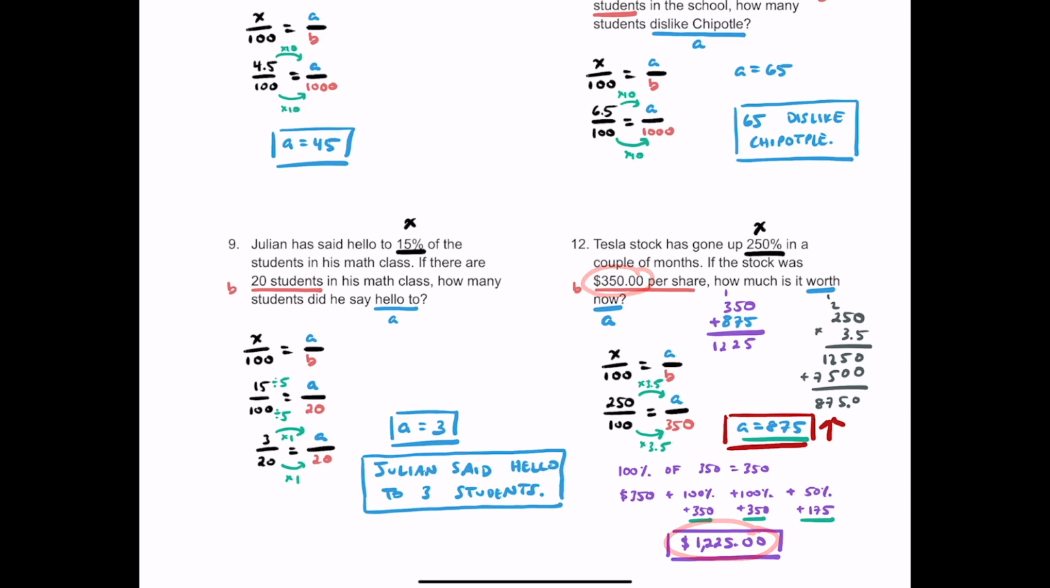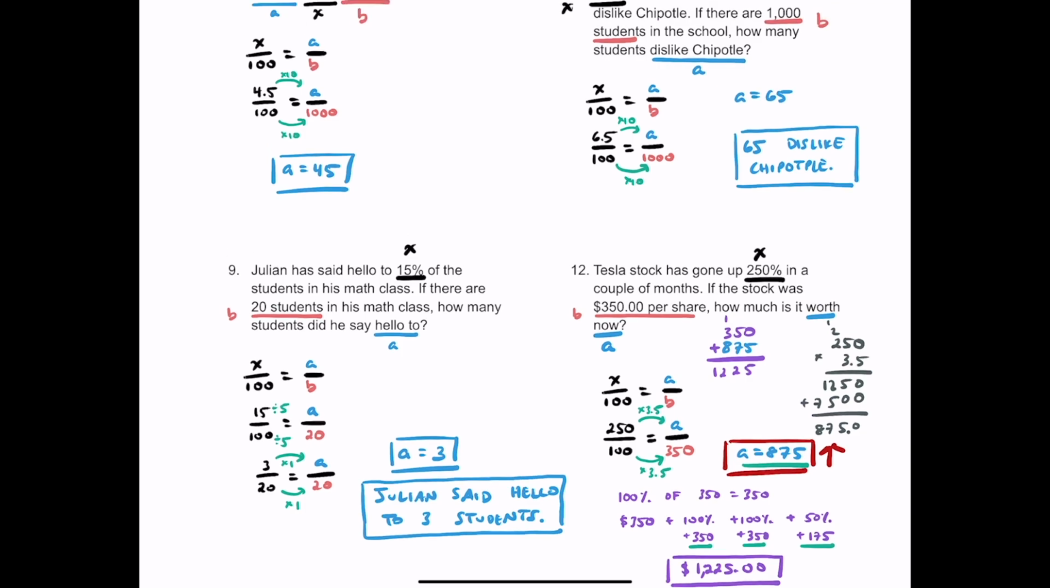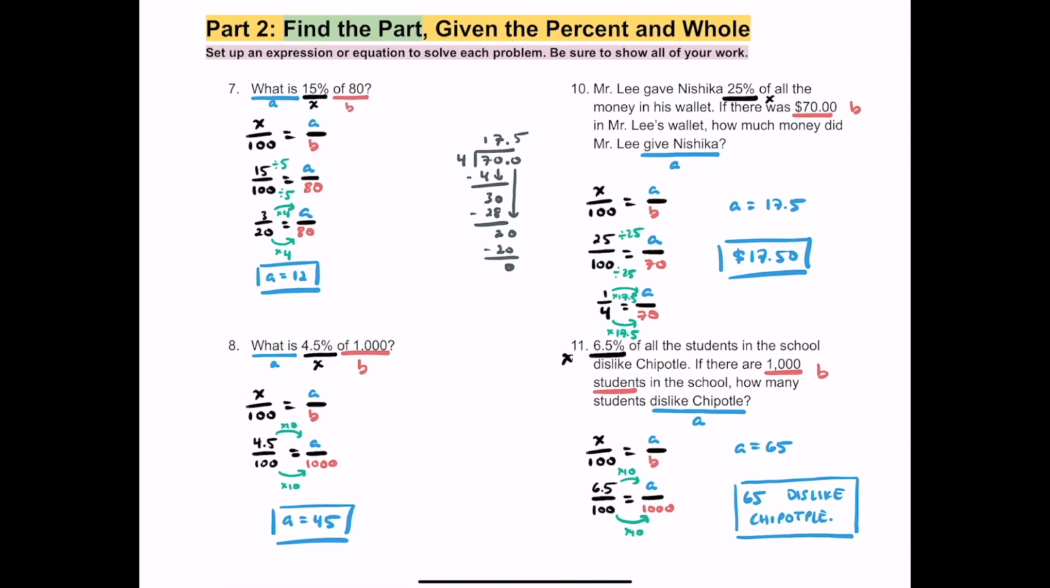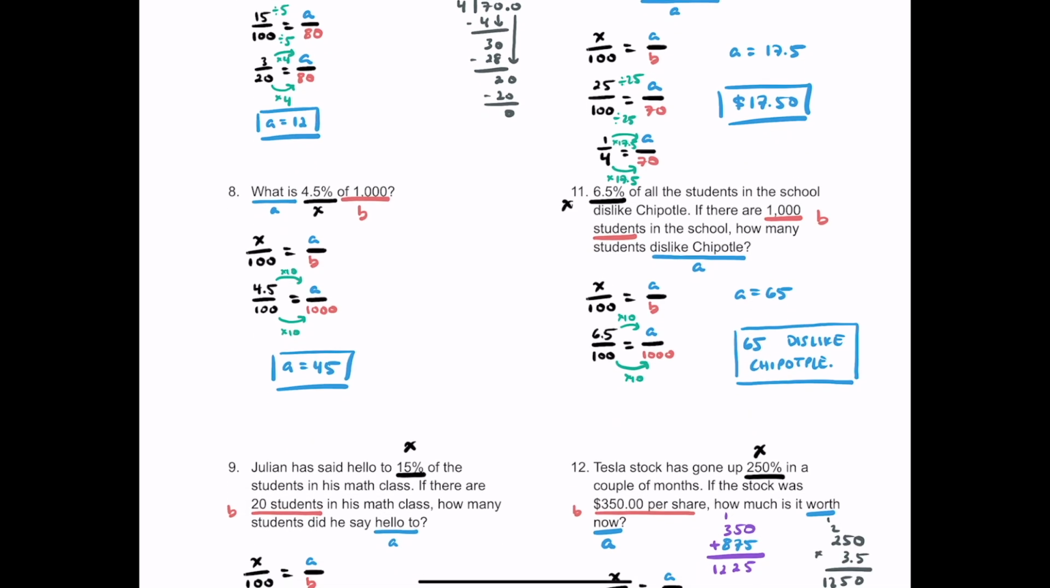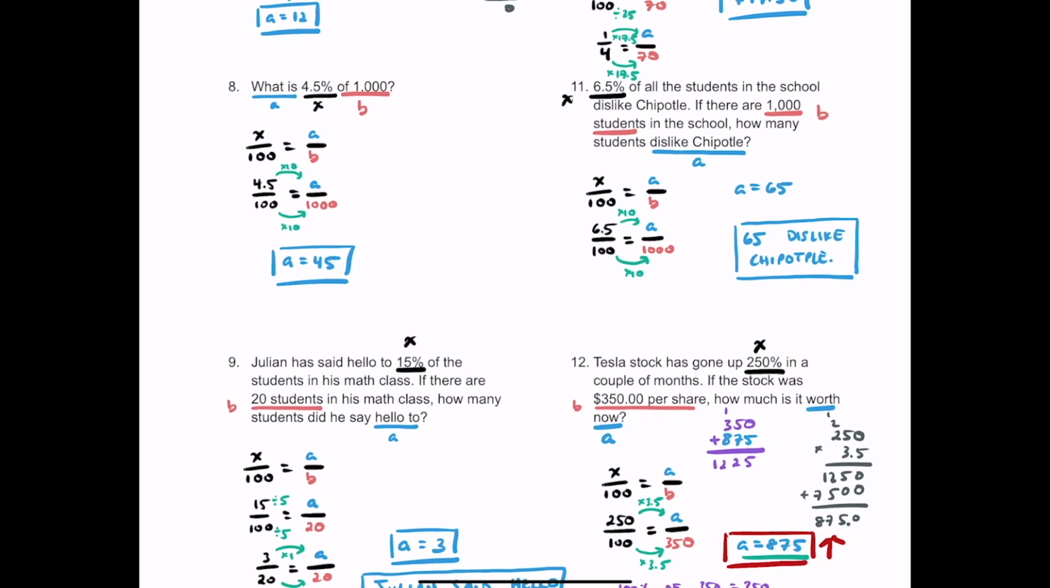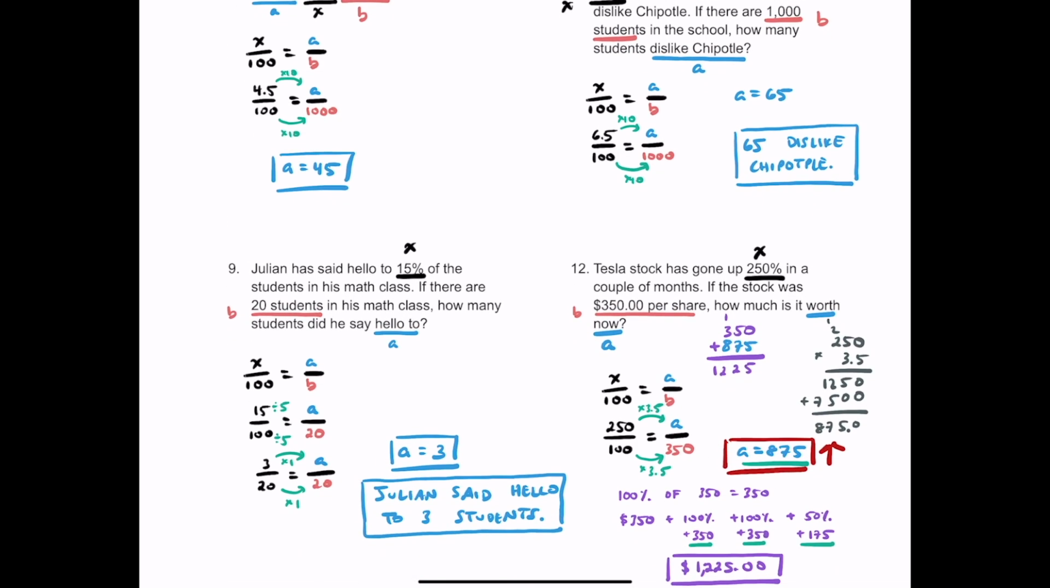Okay, and that's the conclusion, or the last question over here in part 2. In each of these problems, we were finding the part. Each time we're finding the part of the whole. In 7, 8, 9, 10, and 11, each of the parts were smaller than the whole. But in this last one, the part was actually bigger than the whole, since it increased by so much. It went up by 250%.